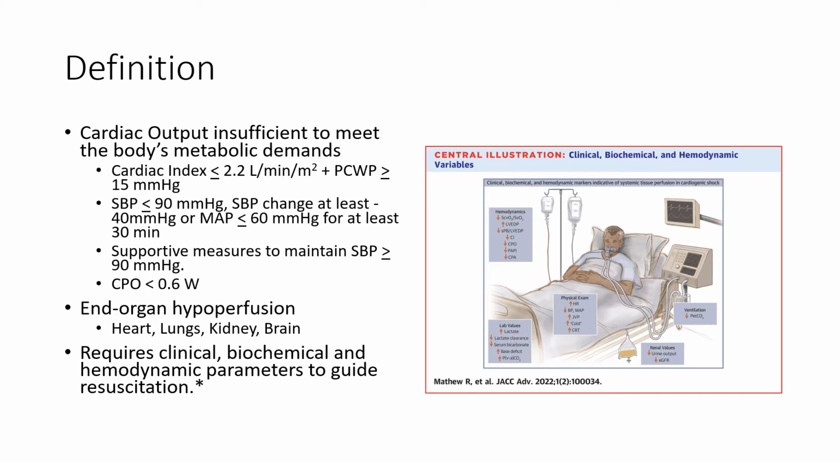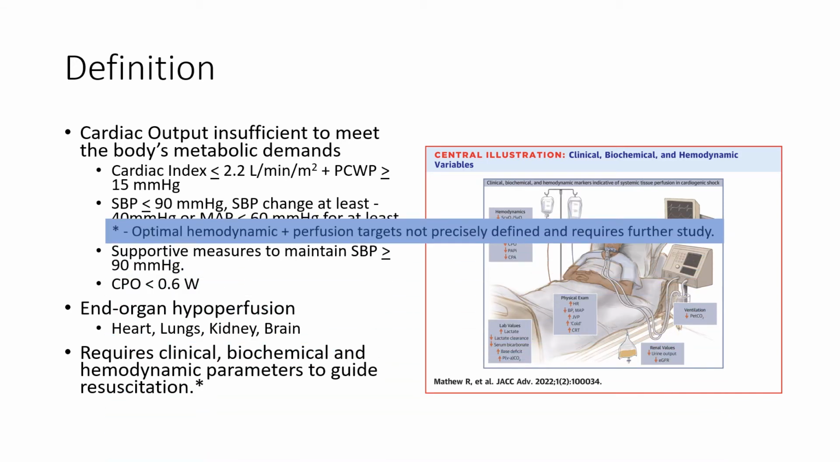Additionally, the cardiac power output, which is the CPO, of less than 0.6 watts is specific for an increased high risk for in-hospital mortality. This is actually a correction: it is not for whether or not it's actually cardiogenic shock. It's the product of the mean arterial pressure and cardiac output divided by 451, which I'll discuss again a little bit later. Also, you may have signs of end-organ hypoperfusion by definition of shock, such as in the heart, lungs, kidneys, brain. And it requires clinical, biochemical, and hemodynamic parameters to guide resuscitation.